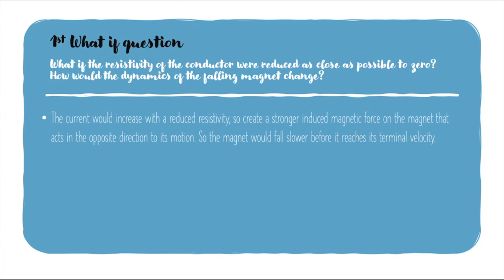Here comes the section of what-if questions. For the first what-if question, the current will increase with a reduced resistivity, so it creates a stronger induced magnetic force on the magnet that acts in the opposite direction to its motion. So the magnet will fall slower before it reaches its terminal velocity.